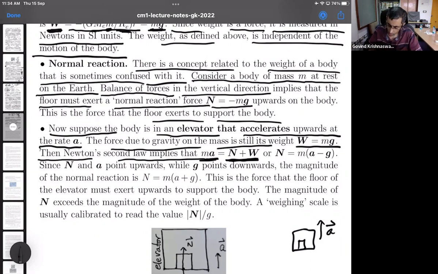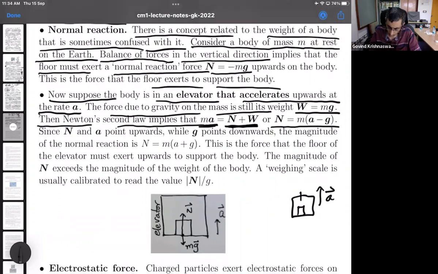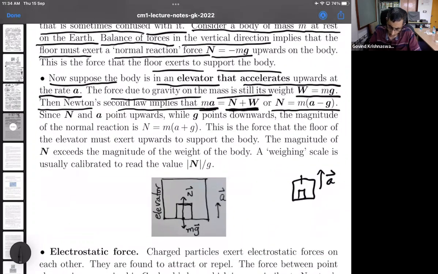Okay, so we can of course rearrange and write the normal reaction force as m times (a minus g). Now let's look at this a little carefully and interpret it. So we are looking at the forces acting on this body. There is the normal reaction force upwards and the gravitational force downwards.